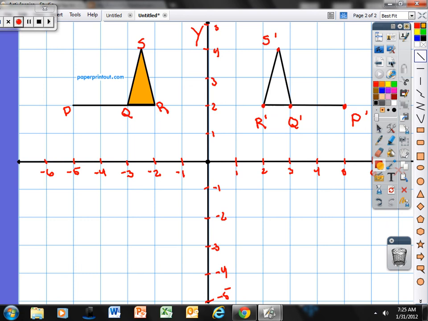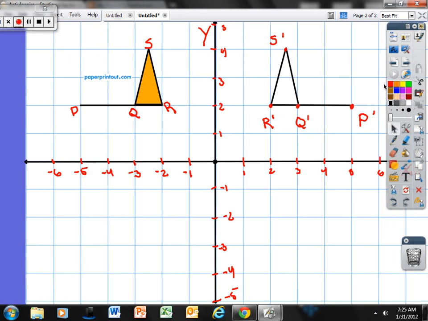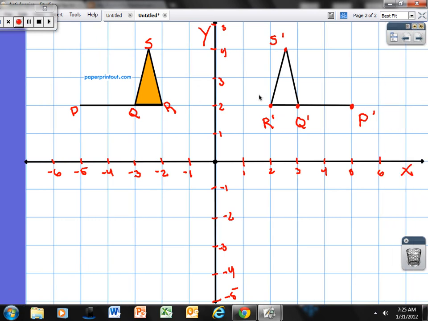So, there is my reflection over the y-axis. Remember, when reflecting over the y-axis, the y values stay the same, the x values become their opposite. If I were to reflect it over the x-axis, the x values would stay the same, the y's would become the opposite.